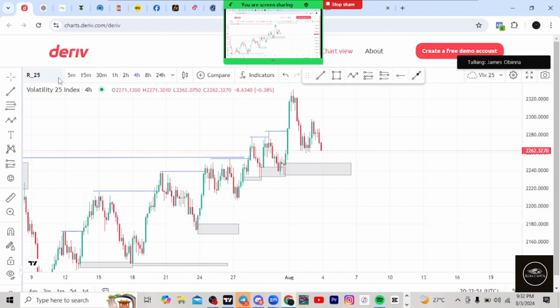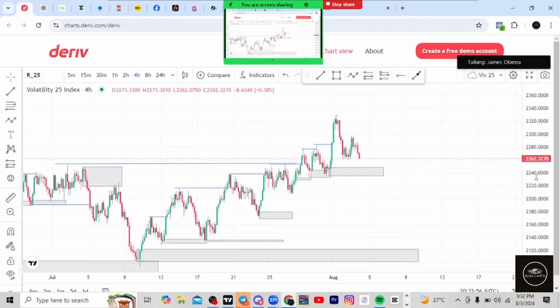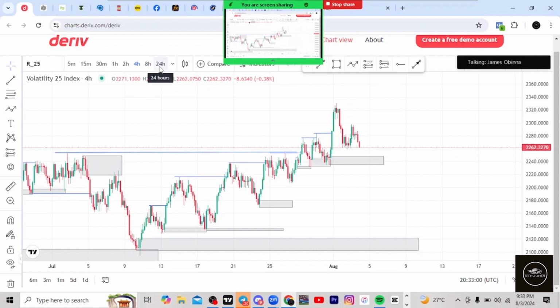So first of all, we started from 24 hours down to 8 hours, down to this 4 hours time frame, because we have identified the trend that market is bullish on 24 hours time frame.